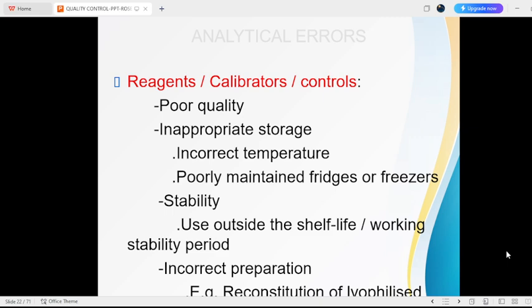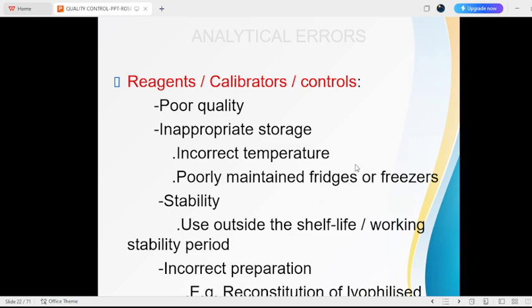Next is reagents, calibrators and controls. So always use good quality reagents. Avoid poor quality. Then inappropriate storage, incorrect temperature, poorly maintained fridges or freezers. For maintaining the correct fridge temperature, we have to use thermometers to record the fridge temperature. For that, it is very important to keep a temperature chart for the fridge and record the temperature every day.